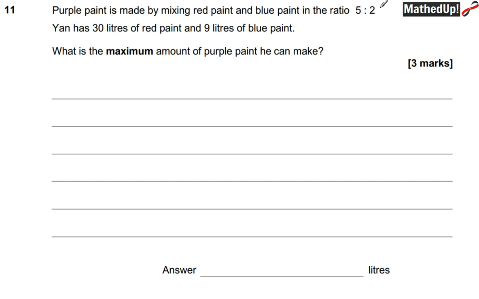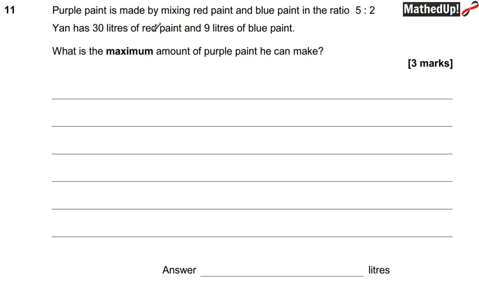Okay, we're going to start by looking at this ratio of 5:2. So let's think of this as 5 litres to 2 litres. So for every 5 litres of red paint I need 2 litres of blue paint in order to make this purple paint the correct colour.